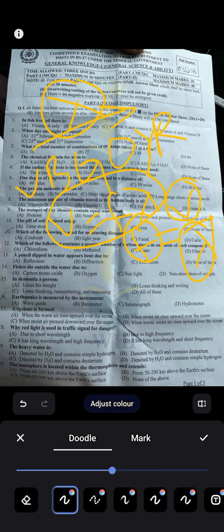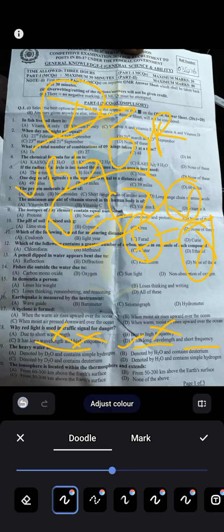So we can say here, when the red light is used, it has long wavelength and low frequency. So high frequency and high wavelength can never be together, short wavelength no, and high frequency no.